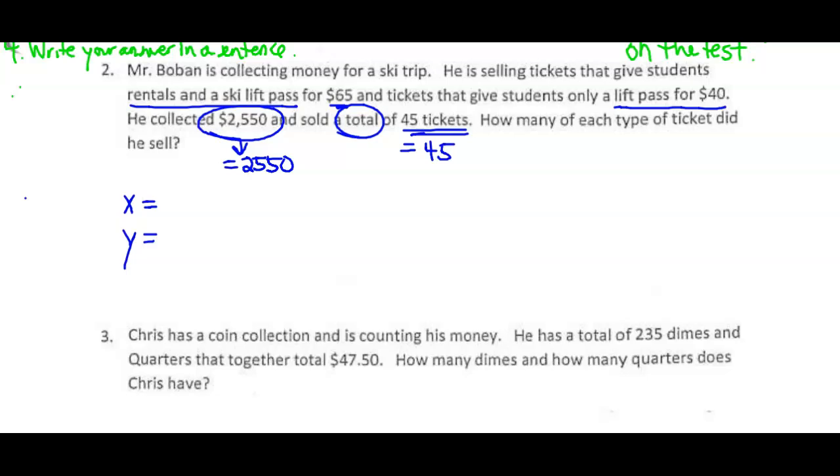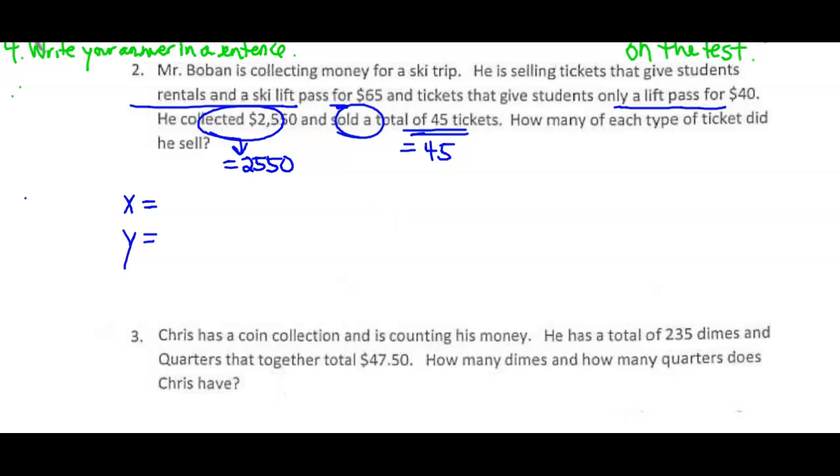Alright, this is video number 2, and hopefully you had some time to try to define your variables and write your system. If not, you'll just follow along with me now. I know something has to equal 2,550, this is dollars. And something else has to equal 45 tickets. I'll just put little notes there. Typically, you don't put any notes, but because I'm not here, I'm going to write those little notes for you.